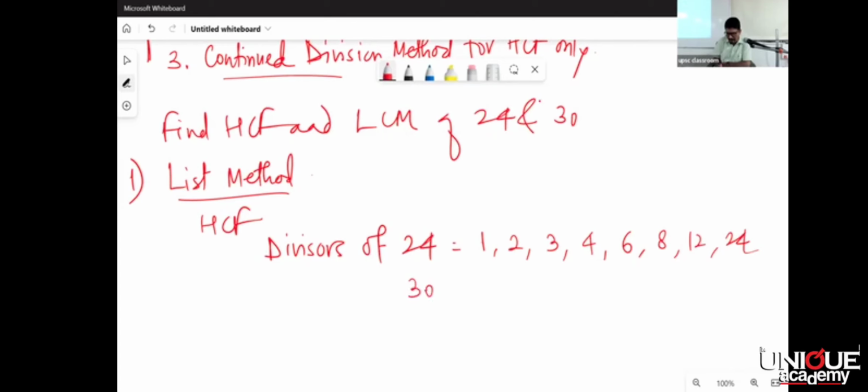Now divisors of 30. Again, you can imagine the same. 30 is divisible by 1, 30 is divisible by 2, 30 is divisible by 3. No, 30 is not divisible by 4. 30 is divisible by 5. 5 sixes are 30. So next is 6.